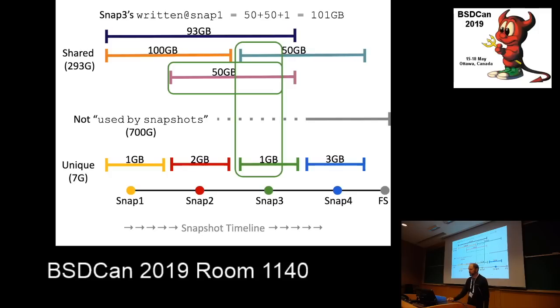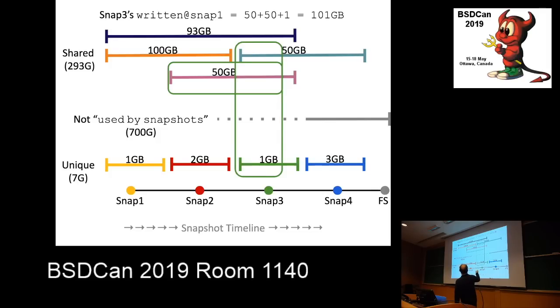Okay, so there's another cool thing that you can do with the written space, which is that there are these additional properties that appear on the fly: written at, and then the name of a previous snapshot. So you can say not just how much space was written since the previous snapshot, but how much space was written since some snapshot in the past that I'm going to specify here.